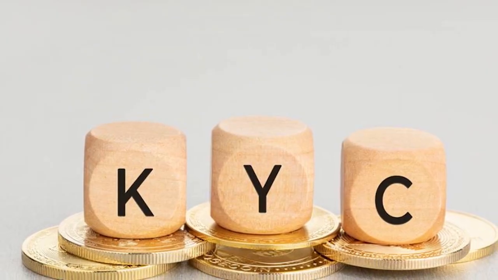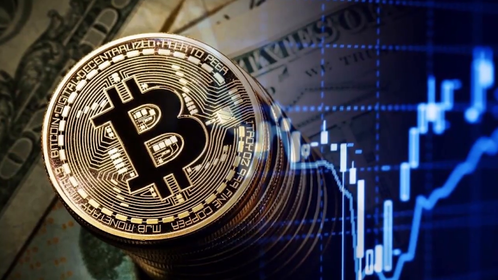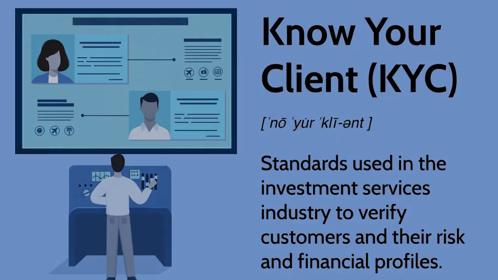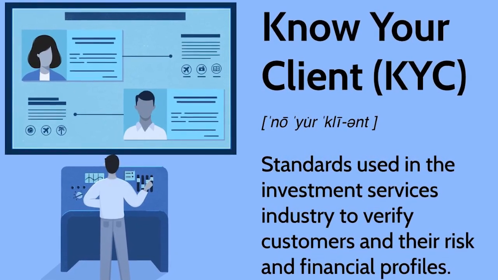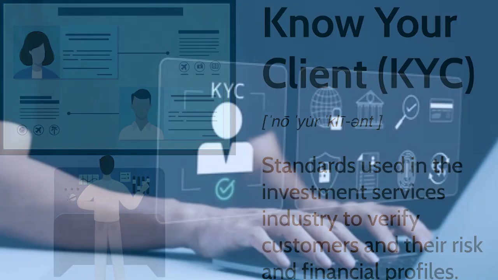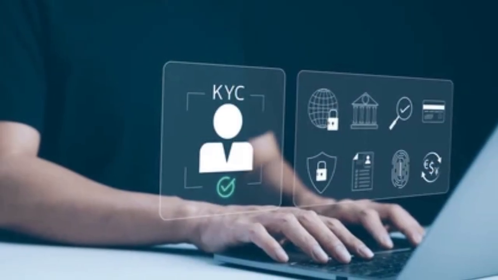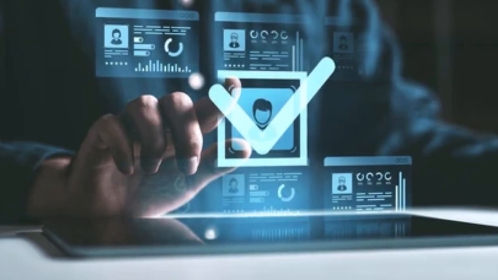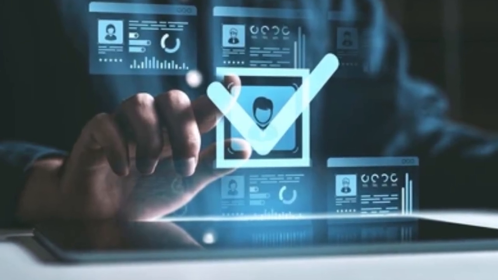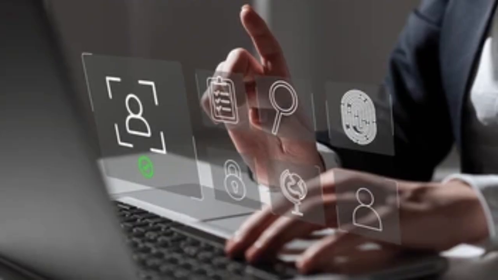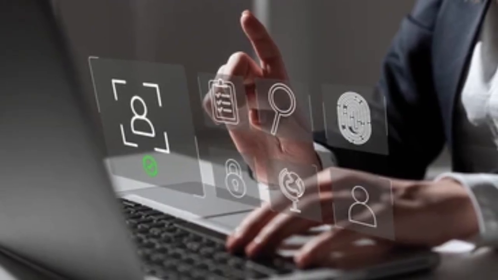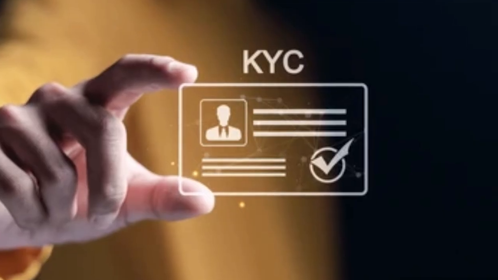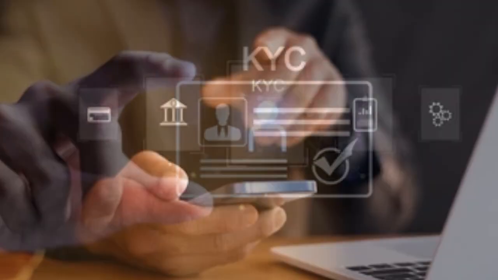So what happens once you begin KYC? The first step is the submission of your personal information. The exchange will ask for your full legal name, your date of birth, your nationality, and your current residential address. In many cases, you'll need to provide proof of address as well, which could be a recent utility bill, a bank statement, or even a government letter that shows your name and address. Sometimes, exchanges will also ask about your occupation or the source of your funds.